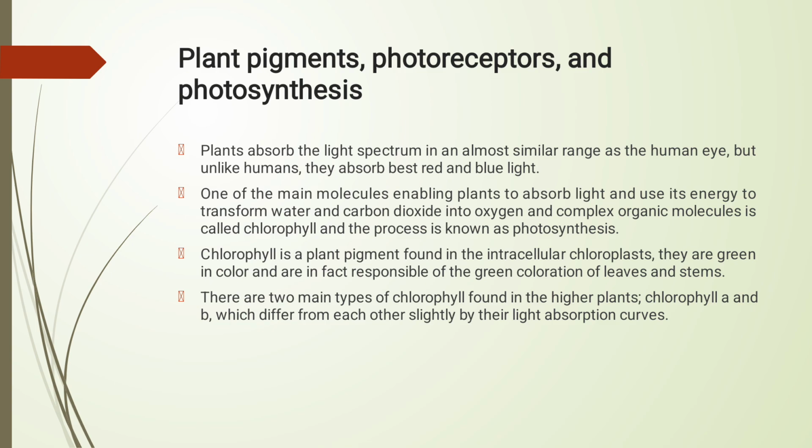Chlorophyll is a plant pigment found in the intracellular chloroplast. They are green in color and are responsible for the green coloration of leaves and stems. There are two main types of chlorophyll found in plants: chlorophyll A and chlorophyll B, which differ from each other slightly in their light absorption curves.